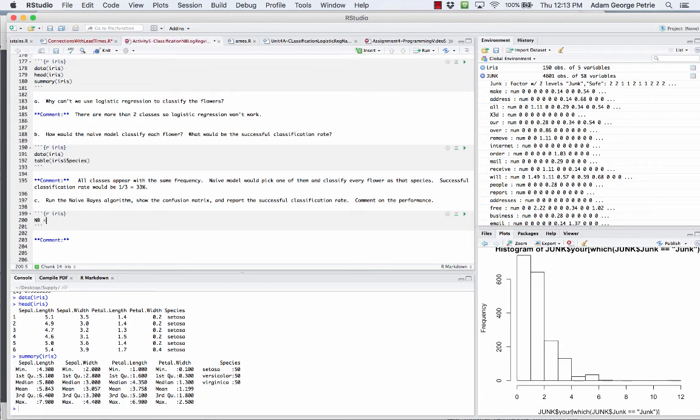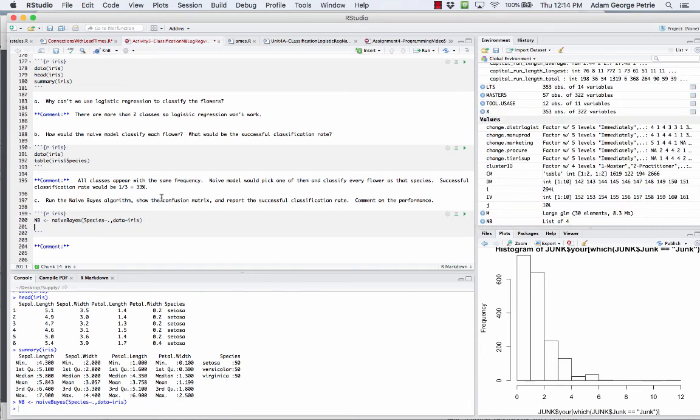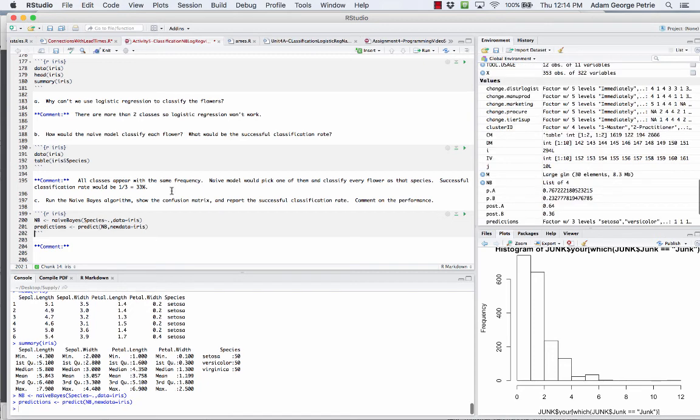So let's run the naive Bayes algorithm. So the command is naive Bayes. What are we predicting? Well, we're predicting species. What are we predicting it from? Well, all the variables. So twiddle dot, it lives in the iris data frame. So we fit it. We want to get the confusion matrix, so we want to make predictions here. We'll predict from our naive Bayes model on the new data equals iris here. And then we want to get the confusion matrix. So we'll make a table of the actual species and the predictions.